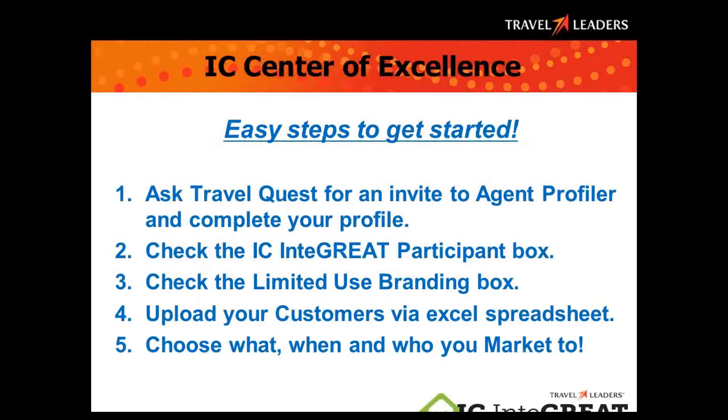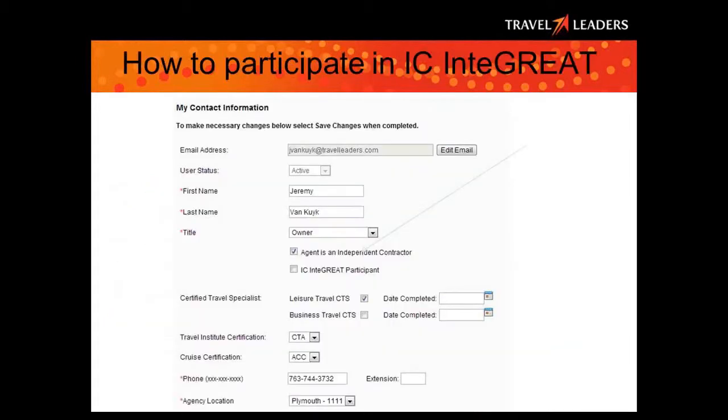So that being said, I'm going to go into some of the nuts and bolts on how to get started. As I had mentioned, Agent Profile is a portal to get you into Mercavia and to get you into the marketing campaign. So basically you want to go into Agent Profile and click on the IC InteGreat box that you see there. Once you click on that, I'd just like to explain to ICs that it does generate a bill to Terry, so be careful when you click on it. It will start the billing process.